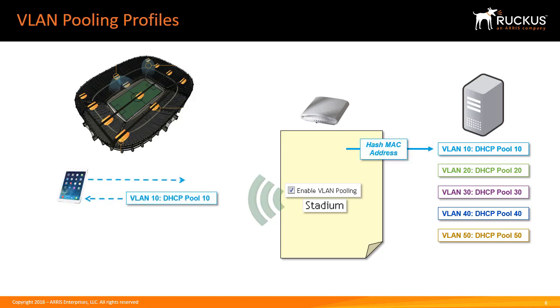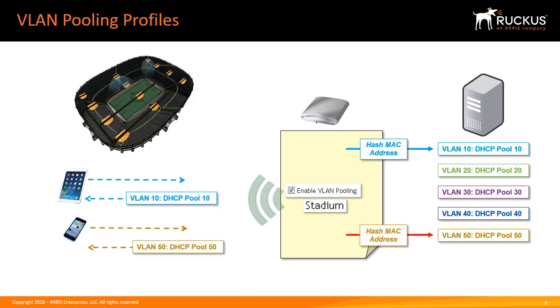In our example, the first station connects. The AP hashes the MAC address, and then the result maps it to the first configured VLAN, which happens to be VLAN 10. Once that device is associated with VLAN 10, it will receive an IP address based on that VLAN's DHCP configuration.